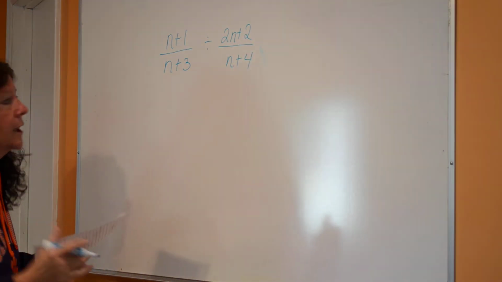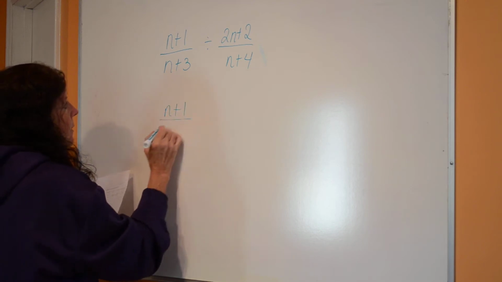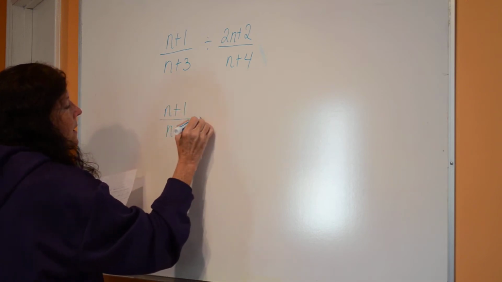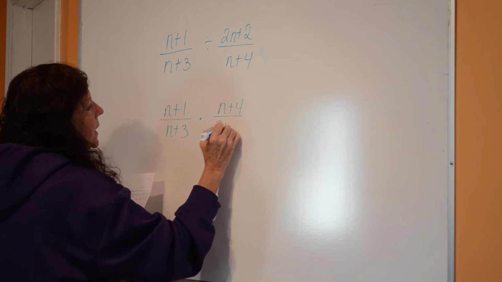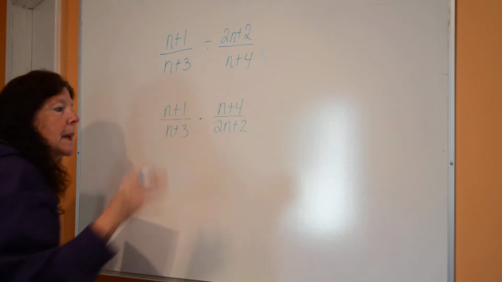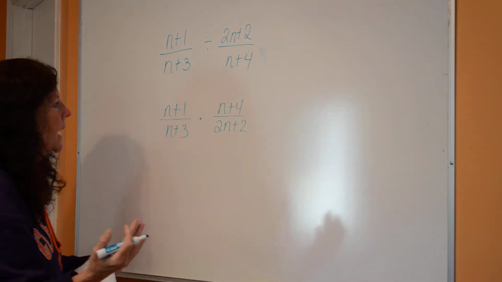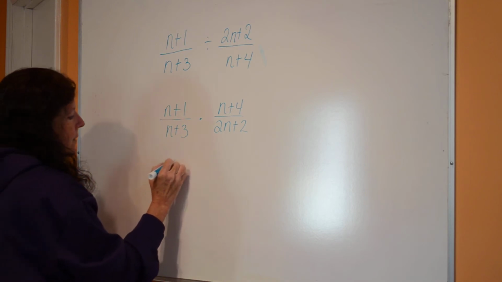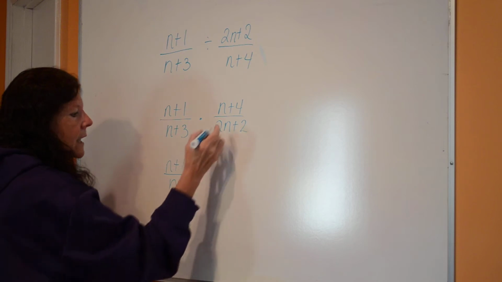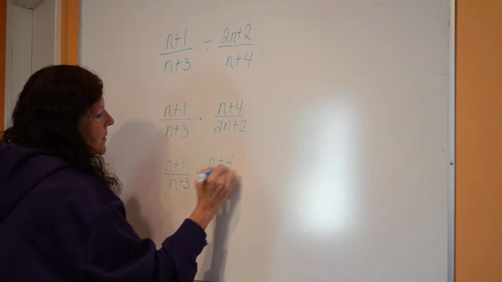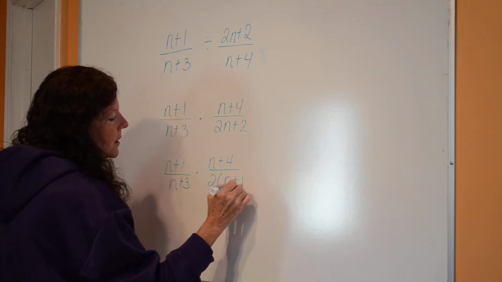Again, I have to flip the second fraction and multiply, so it becomes n plus 1 over n plus 3 times n plus 4 over 2n plus 2. But because I have binomials, now I need to look and see if I can factor anything out. This doesn't factor out, so that's still n plus 1. This doesn't change, that's n plus 3. That doesn't change, it's n plus 4. But down here, I can factor out a 2, so I have 2 times n plus 1.